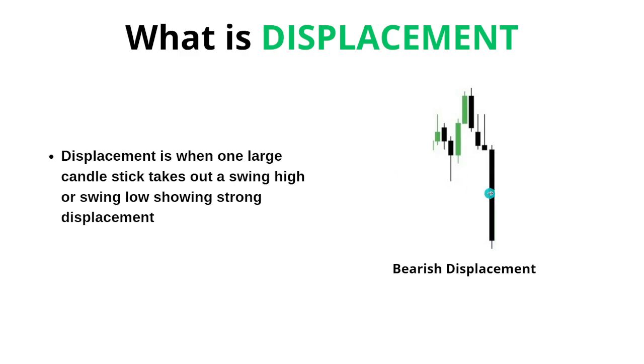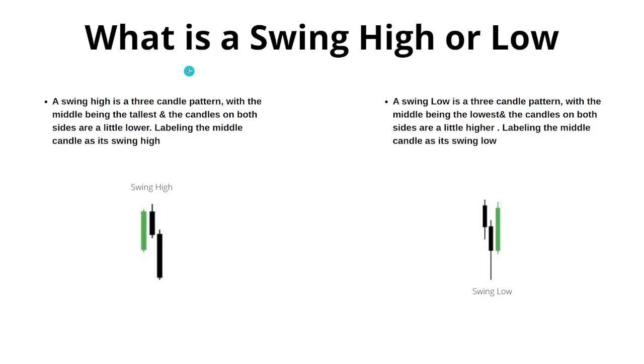A displacement is one large candle showing strength in either the buy side or the sell side. In this example, this displacement is showing strength from the sell side, making this a strong bearish displacement. And you're probably thinking, okay, a displacement candle is one large candle that goes really far. Well, what's a swing high? What's a swing low? So that's what the next slide is about. What is a swing high or swing low?